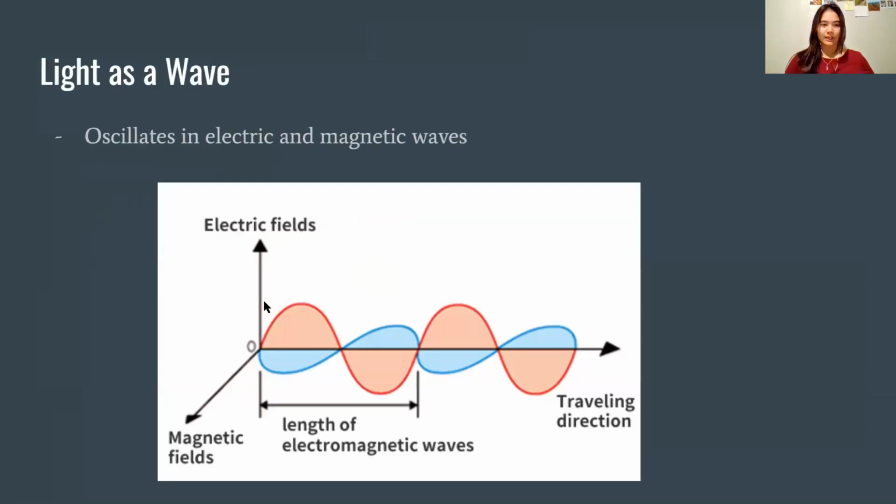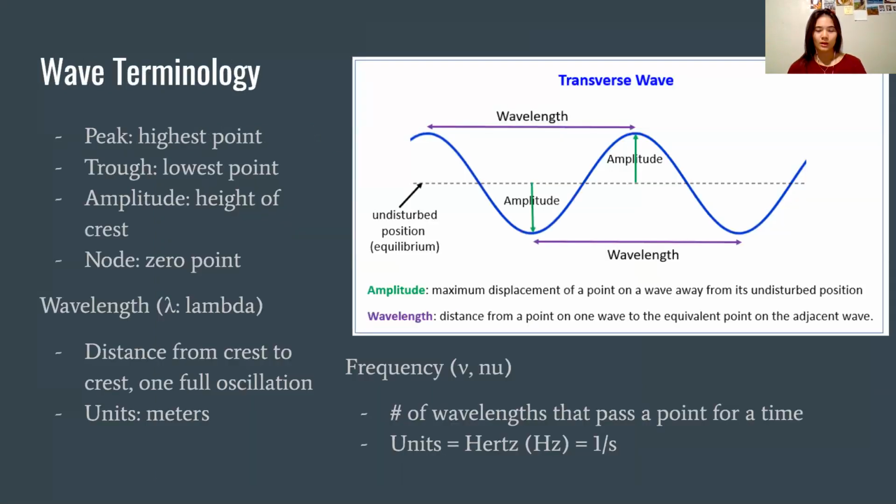And light travels as a wave, and it oscillates in an electric field and in a magnetic field, which are perpendicular to each other. Waves have different terminology, so we'll go over the terminology.